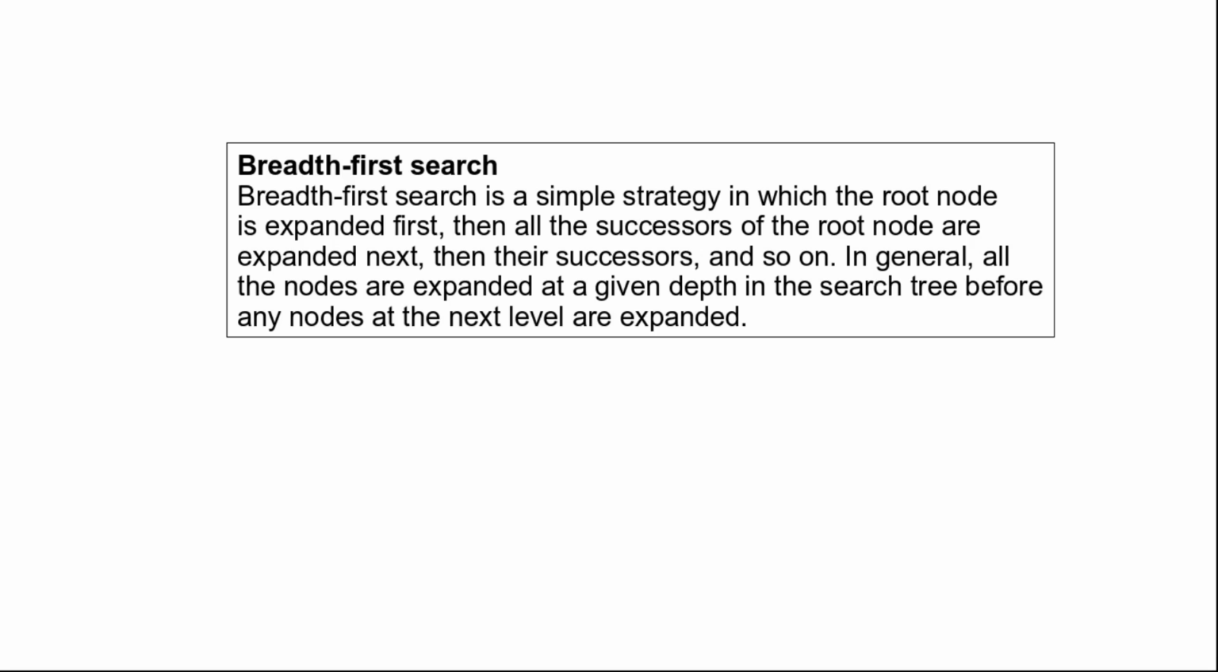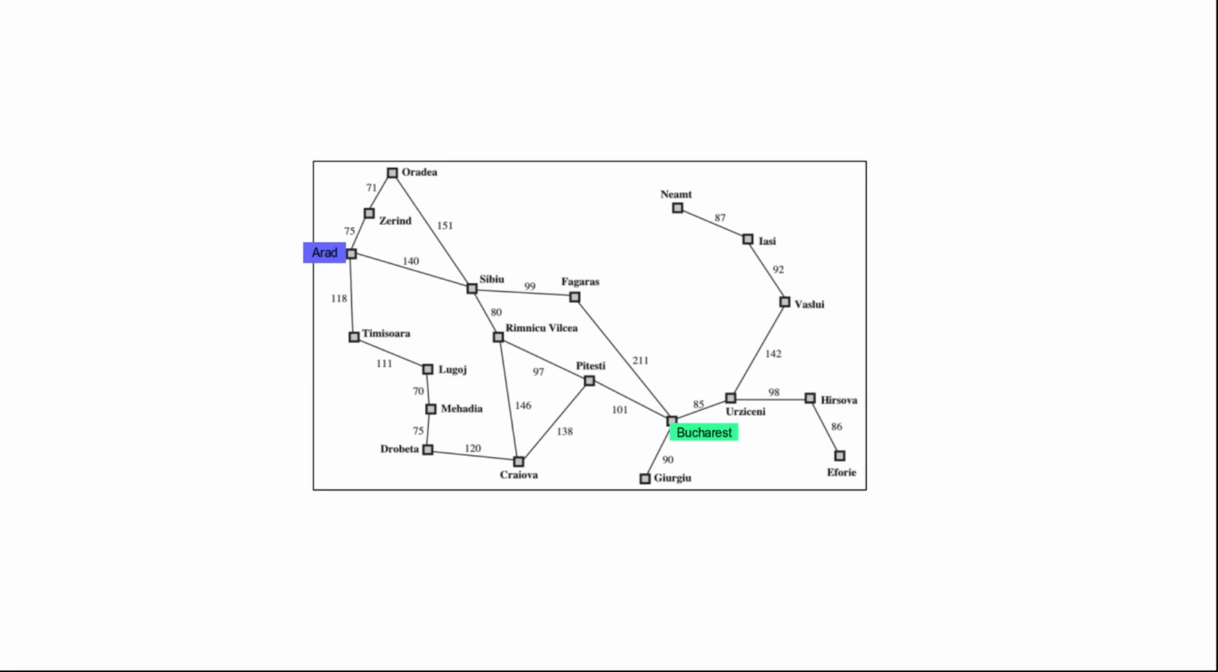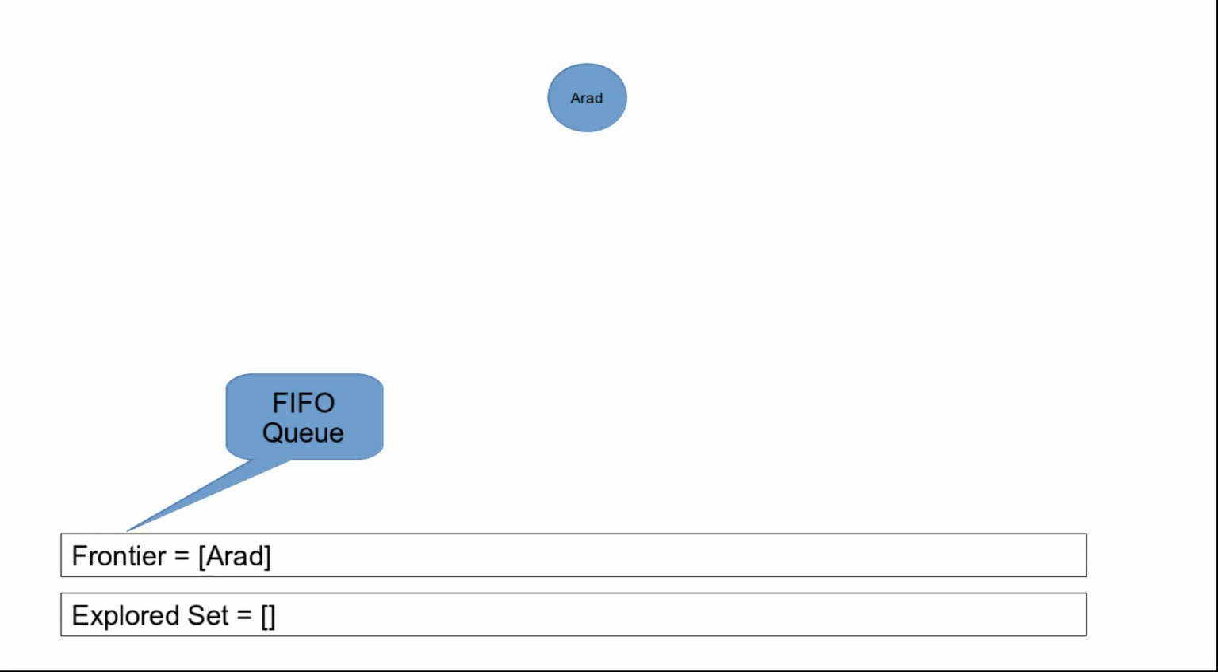Again, this will be more clear as I explain using an example. The example we will take is the route finding problem, where we need to find a route from Arad to Bucharest. Now we will have the problem formulation for this problem, and that will be provided as input to the BFS algorithm. In the problem formulation, it will be mentioned that the initial state for our problem is Arad.